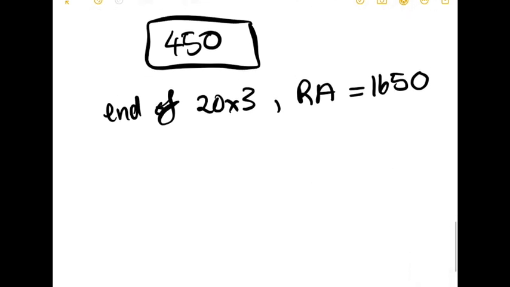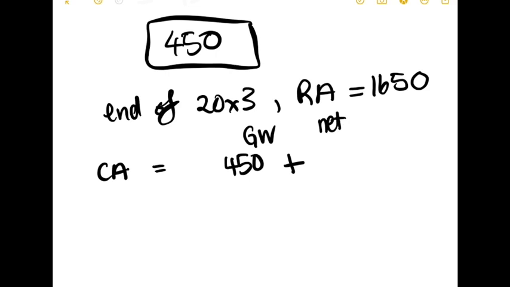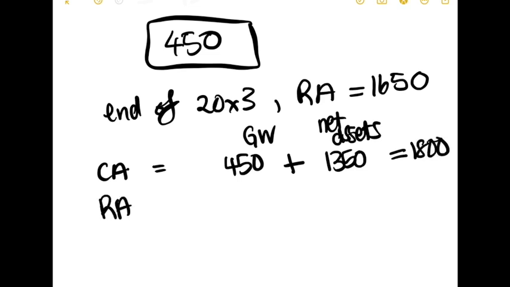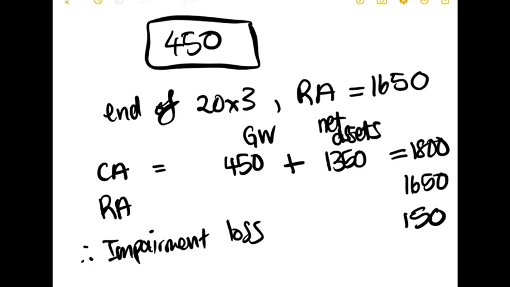Firstly, what is the carrying amount? The carrying amount is the goodwill, which is 450, which we've calculated, plus the net identifiable assets, which is 1350. That gives us a carrying amount for the CGU of 1,800. We are told that the recoverable amount is 1650. Therefore, we have an impairment loss of 150.